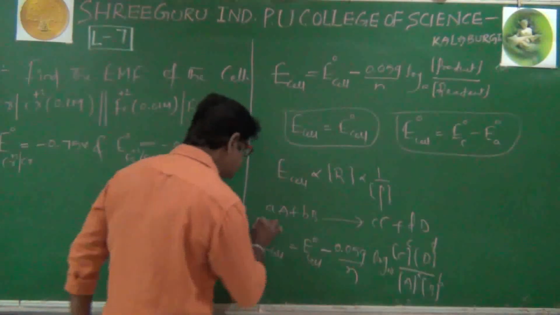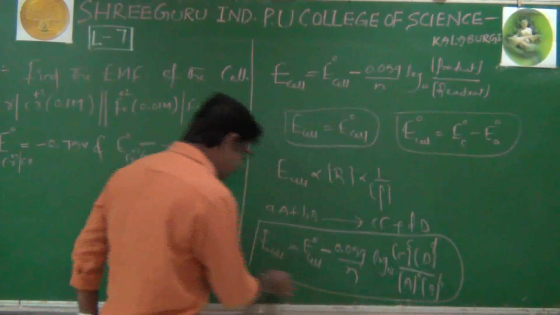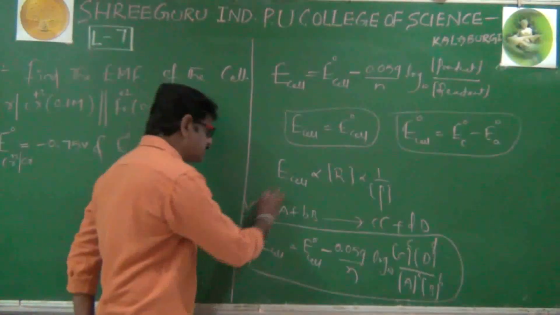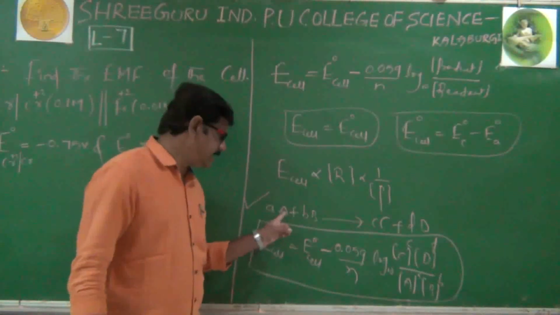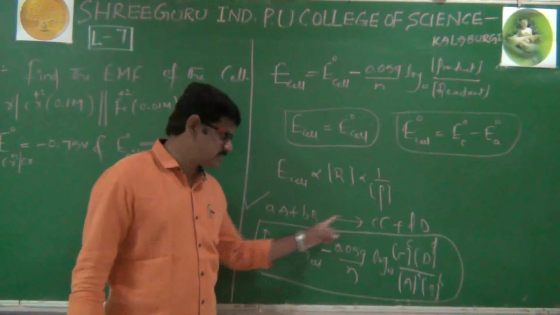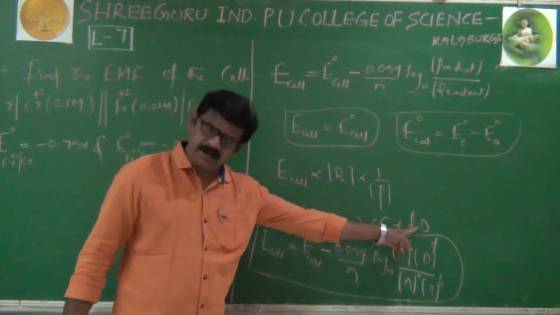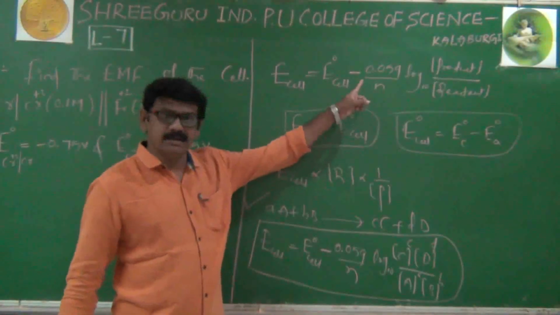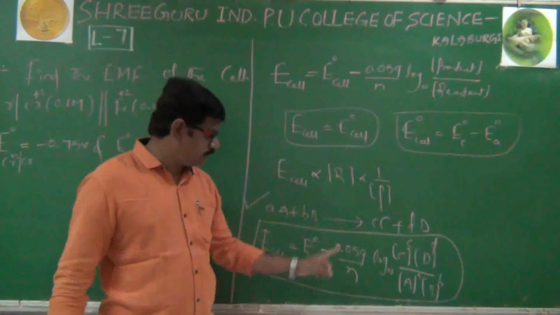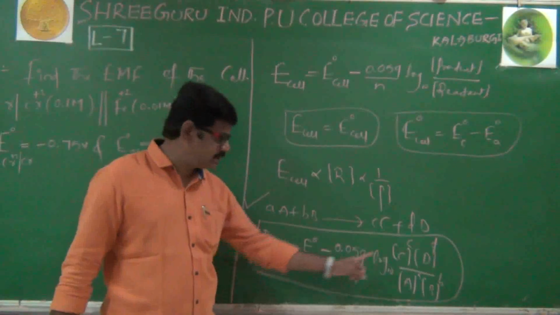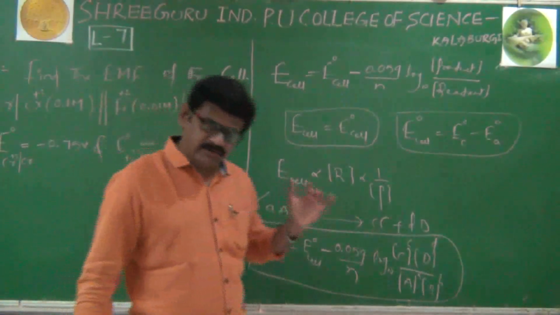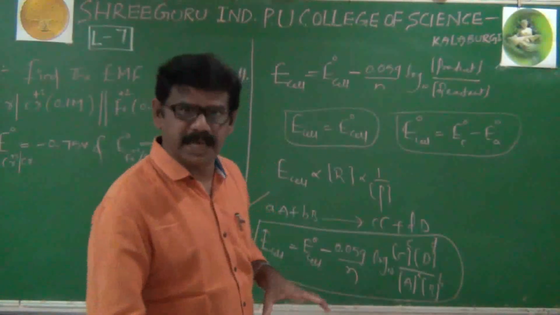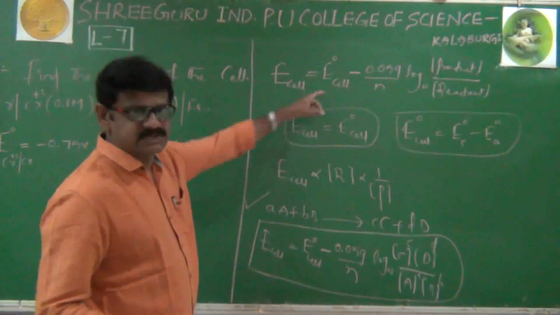That's it. This is the cell potential formula for this net cell reaction. Here A and B are reactants, C and D are products. According to our Nernst equation formula, we have written the appropriate formula for this reaction. Now we'll solve some more problems based on this formula.